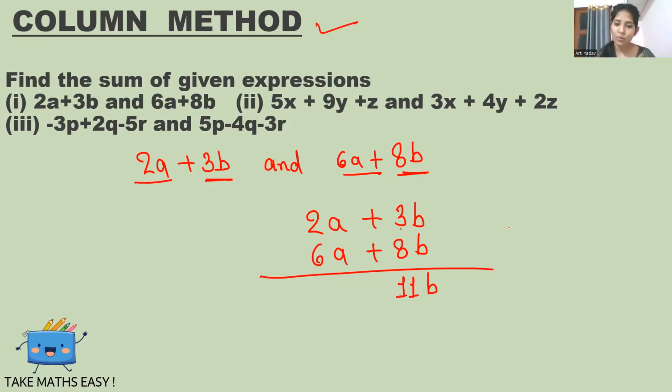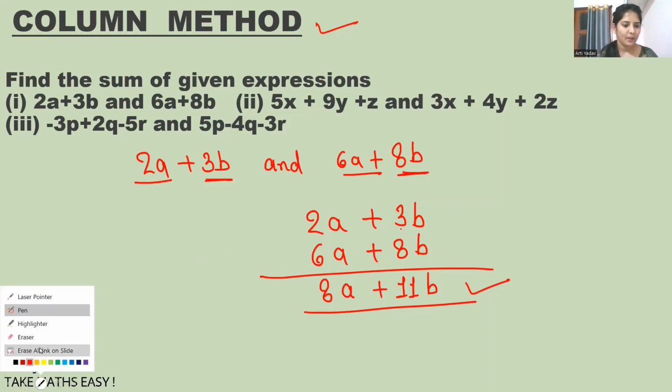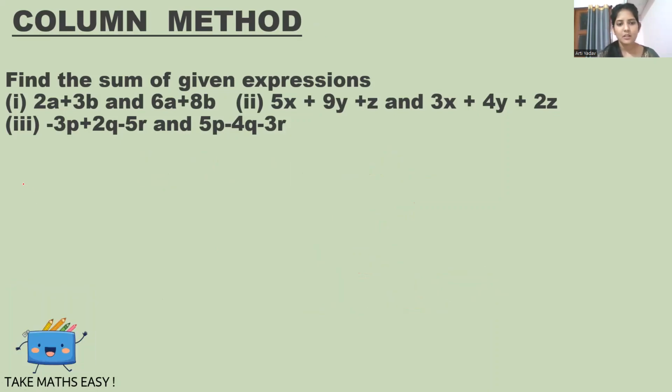And the integers rule also you have to remember. Plus plus will be plus only. Then 2a and 6a: the variable will be the same, variable को add नहीं करना, variable will be as it is. Now 6 plus 2 will be 8. So 8a plus 11b will be the answer. Okay, like this. This is the column method. This is so simple. Okay, let's do the next question with the same column method.